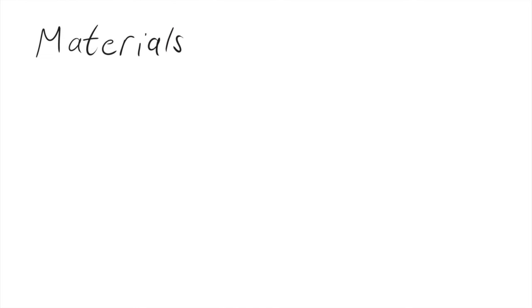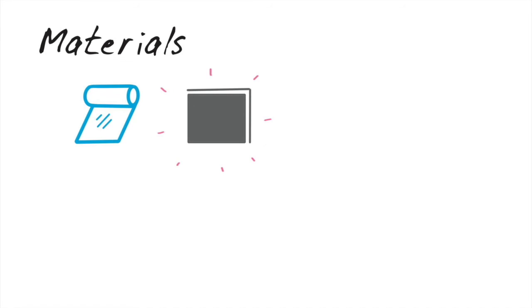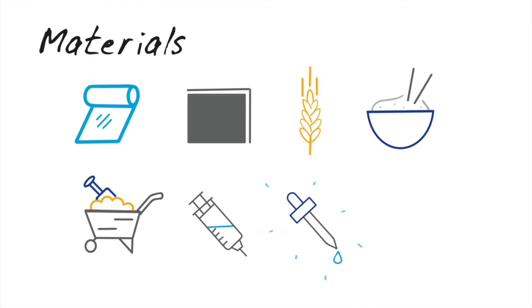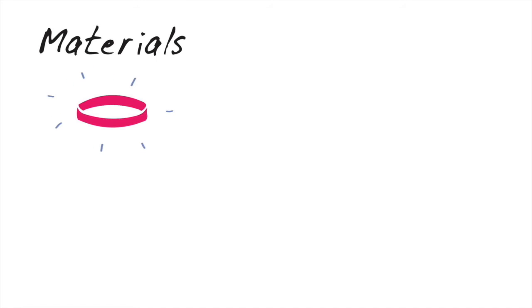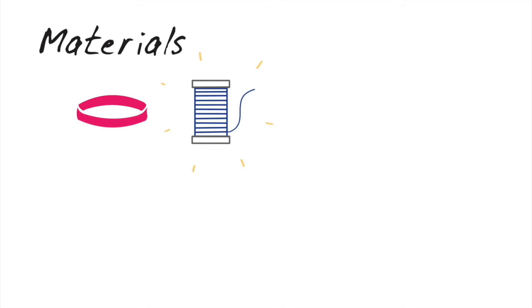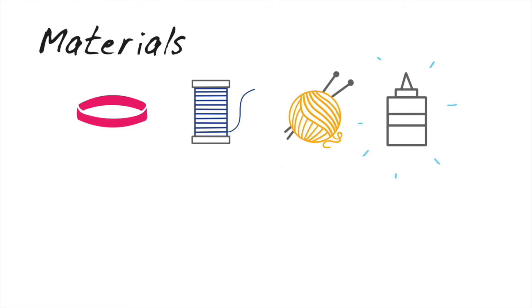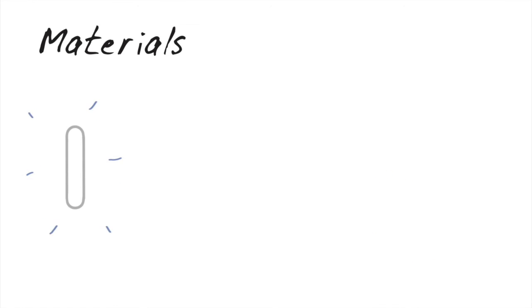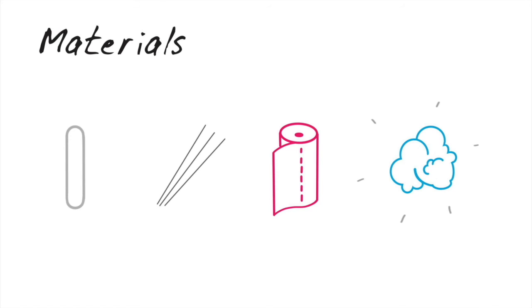For your design, you can use any or all of the following materials. They are not all required: plastic wrap, fine screen, shredded wheat cereal, cooked rice, garden peat moss, small plastic syringes, eyedroppers, or spoons, rubber bands, string, yarn, glue, tape, scissors, balloons, toothpicks, popsicle sticks, skewers, paper towels, or cotton balls.